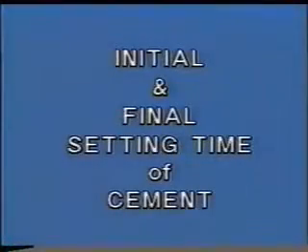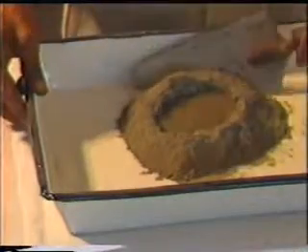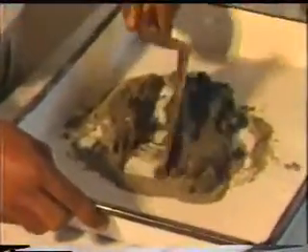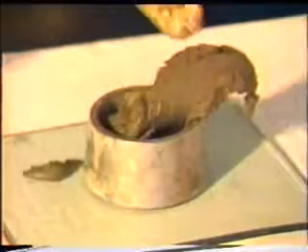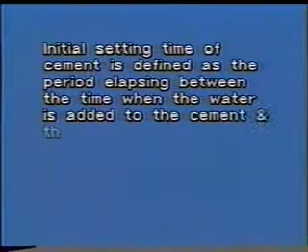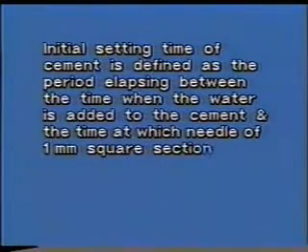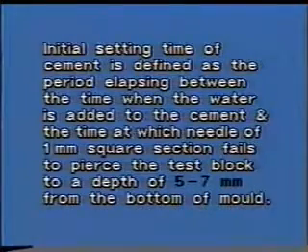Initial and final setting time of cement. Having determined the normal consistency of cement, let us now determine the initial and final setting times of cement. The phenomena of setting refers to the start of chemical reaction between cement and water and loss of plasticity of cement paste. Initial setting time of cement is defined as the period elapsing between the time when water is added to the cement and the time at which needle of 1 millimeter square section fails to pierce the test block to a depth of 5 to 7 millimeters from the bottom of the mold.